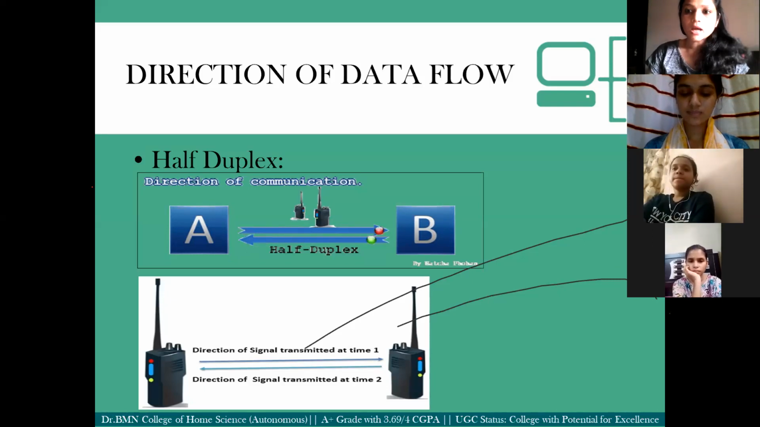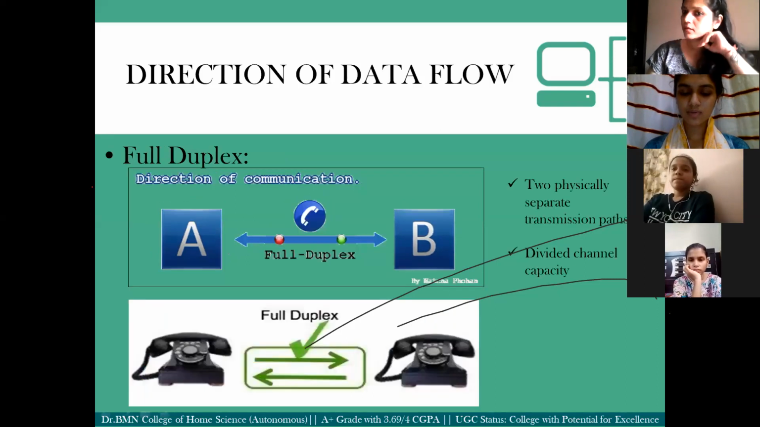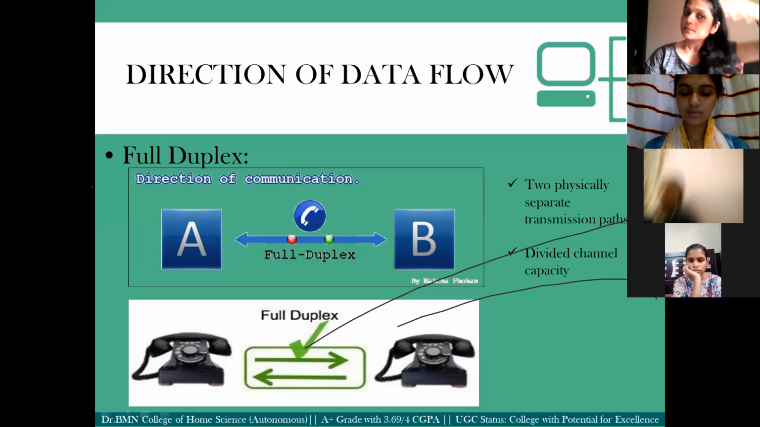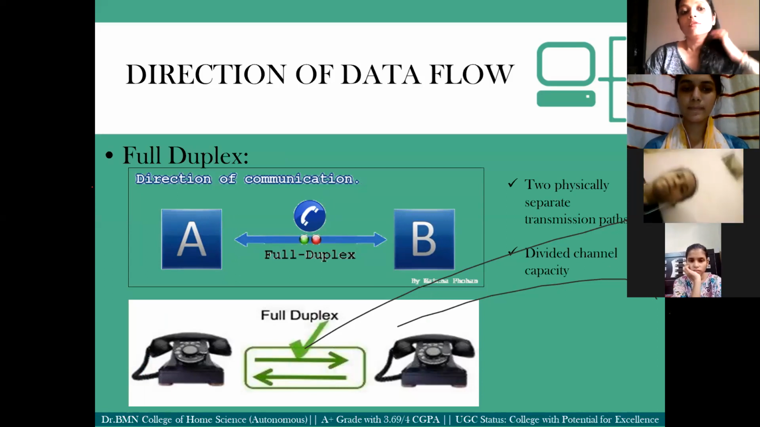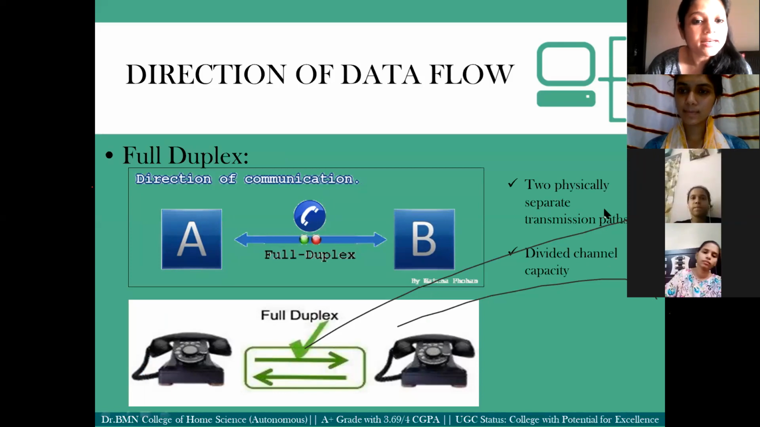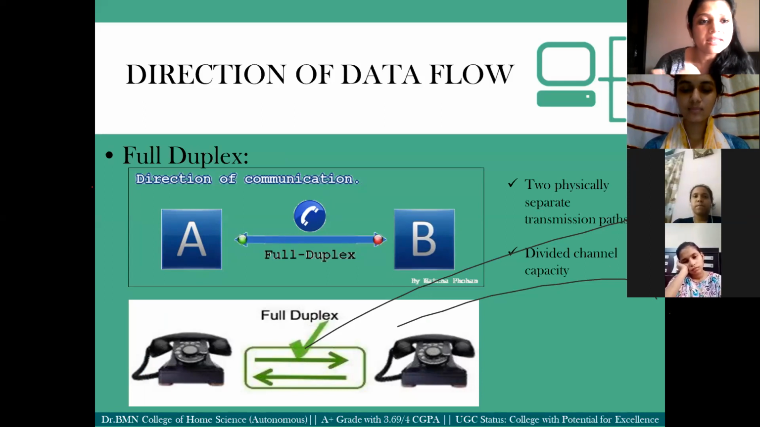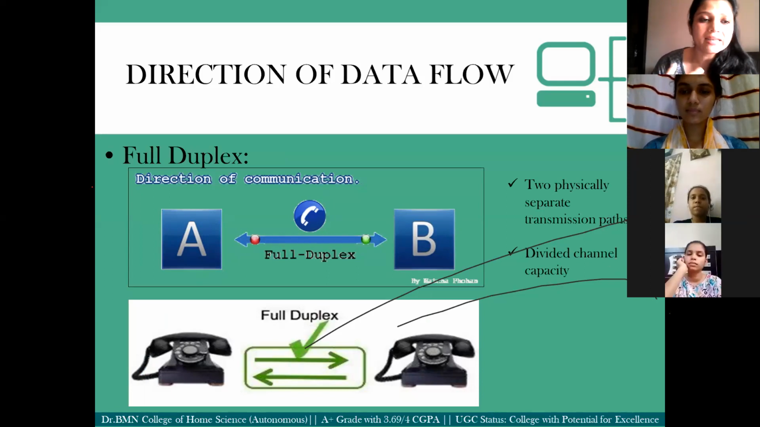Now the third is full duplex. What happens in full duplex? A and B are communicating, meaning sending and receiving at the same time. So when we are talking over the phone to each other, we are talking and listening at the same time. This is a two-way communication. Send and receive at the same time.